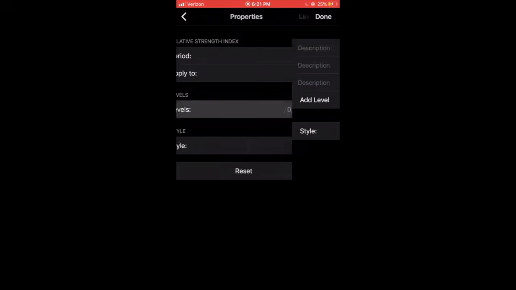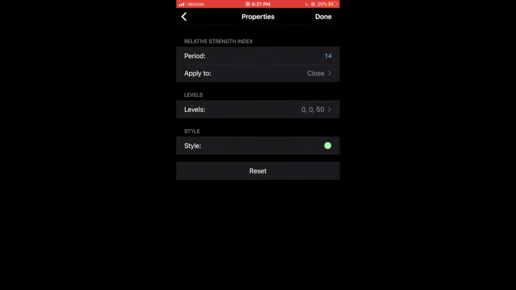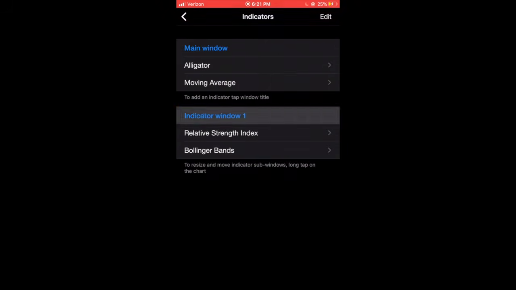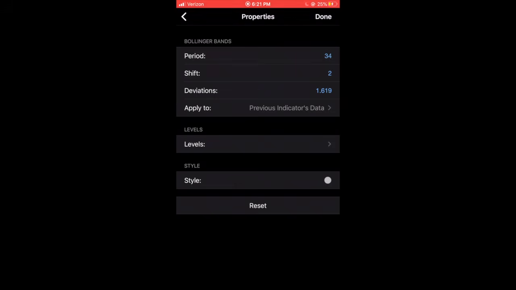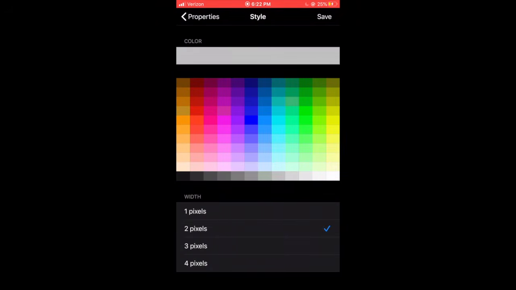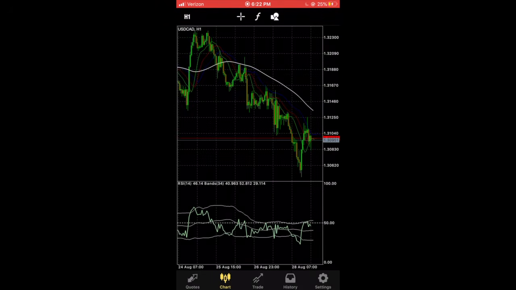And then you want to go to Bollinger Bands. Just go here, Bollinger Bands. I already have it added. Period 34, shift 2, deviations 1.619, applied to previous indicator's data. You don't need any levels for this one, and the style doesn't matter as long as it's visible to you. Make sure that the numbers are exact. I put my pixels on 2 so it's clear for me to see. Just make sure the numbers are exact and you're good. Now that your chart looks like mine on the bottom, you can apply the shark fin strategy to your trading.